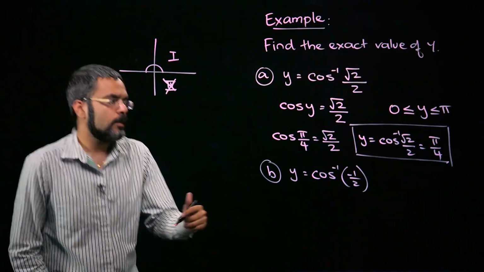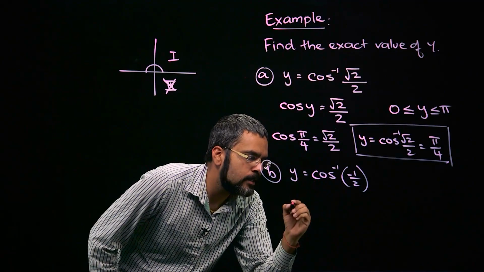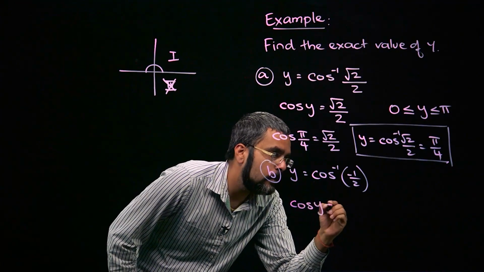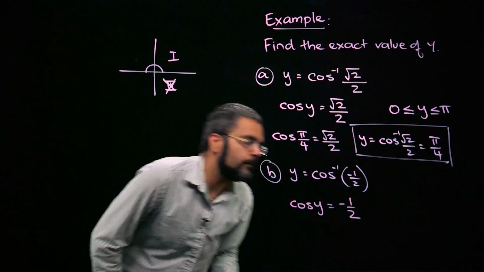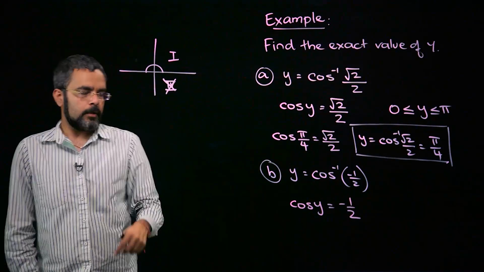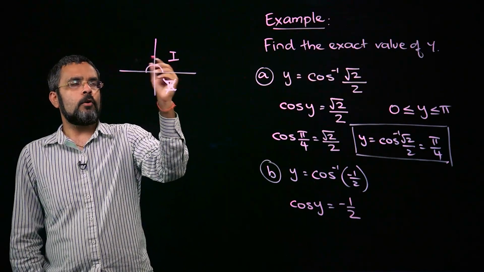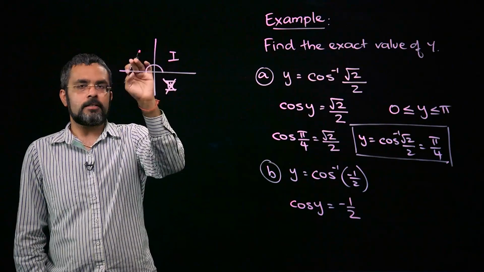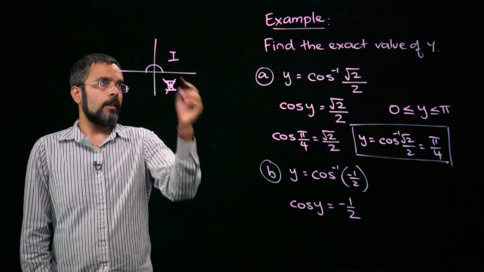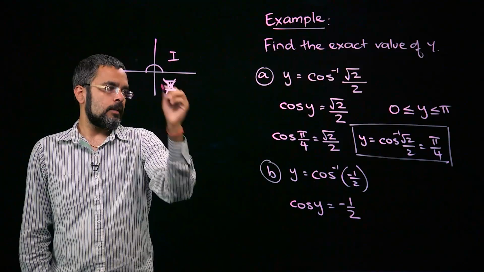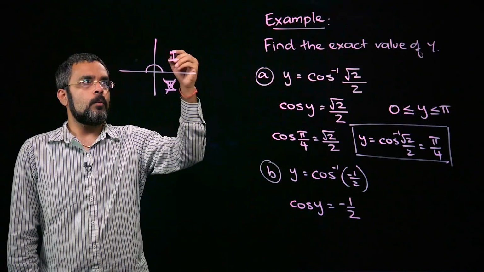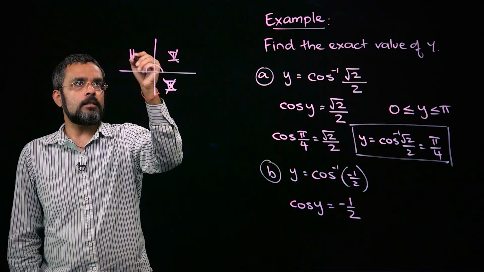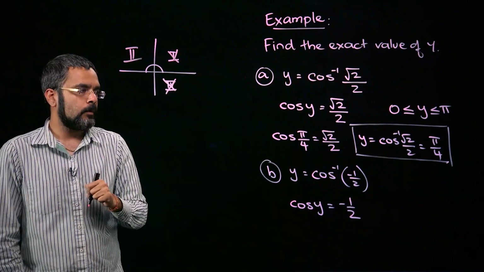Okay? Let's look at the second one. So again, what does that mean for us? That means that I want to find the angle y such that cosine of y is equal to -1/2. Okay? Let's look back up here. Again, my domain restricts my cosine into the first and the second quadrant, right? Now, in the first quadrant, cosine is positive, whereas here cosine is negative, which means that is out. That means this is where my angle has to be, okay?